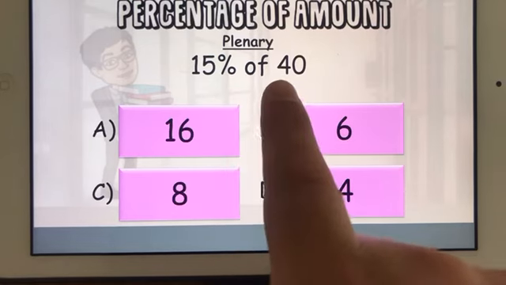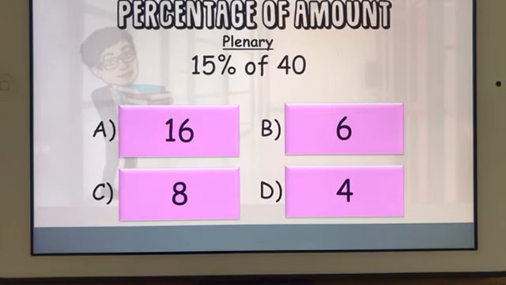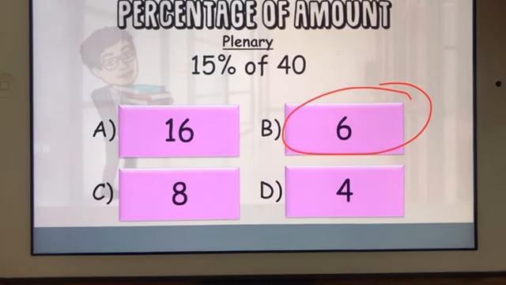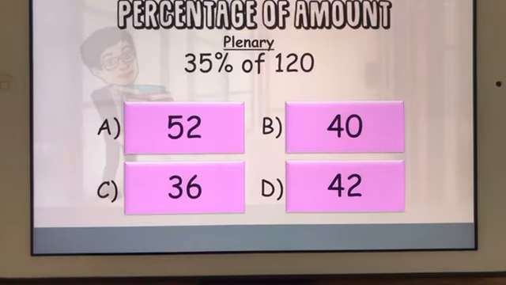So 10% of 40 would be 4. 5% would be half of 4, which would be 2. 5% plus 10% is how you find 15%. 4 plus 2 gives you an answer of 6. So well done if you got them all right so far. That's fab. Even if you have made mistakes, don't worry, there's still loads of questions left.